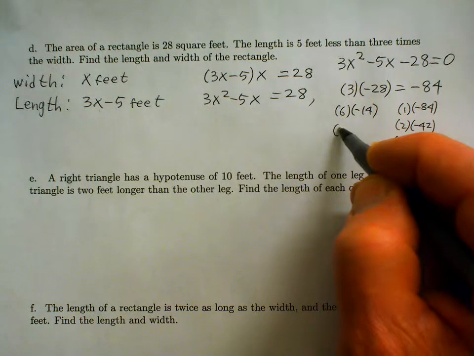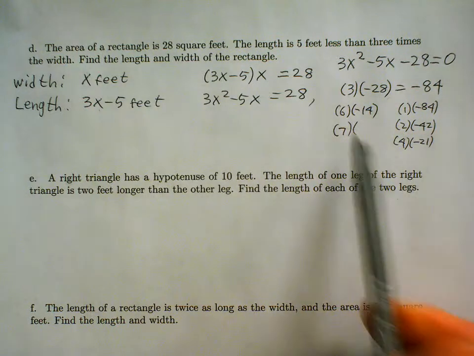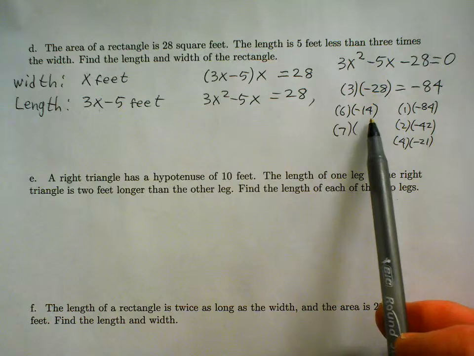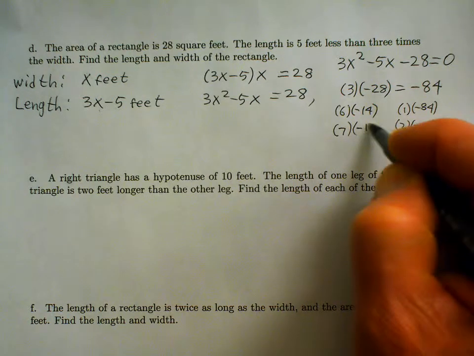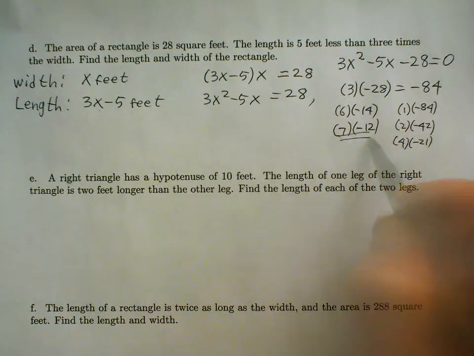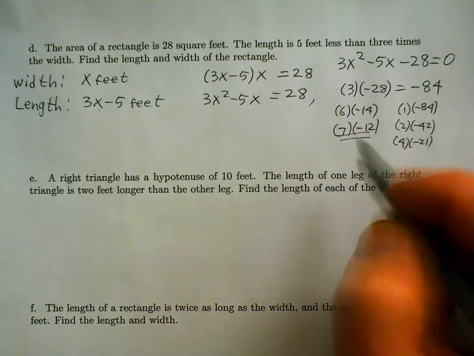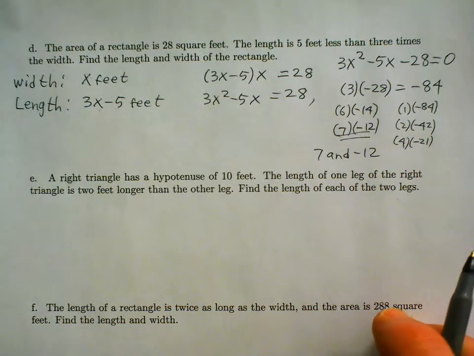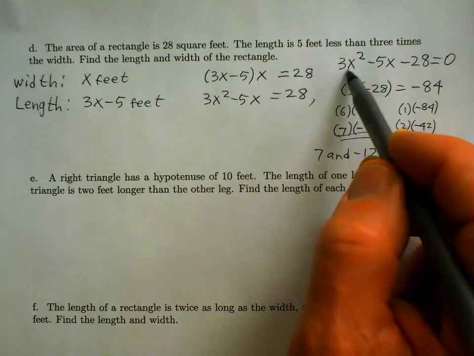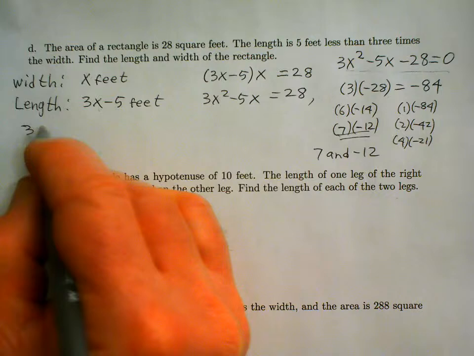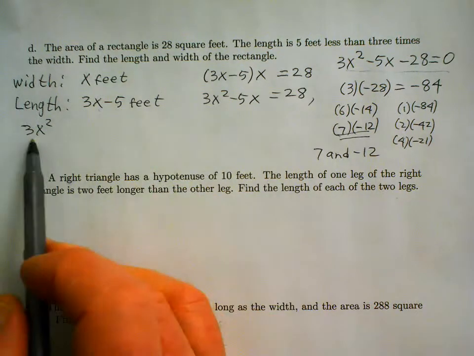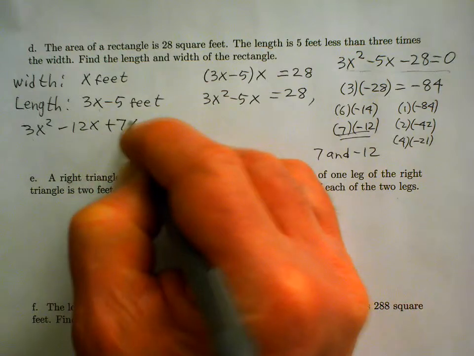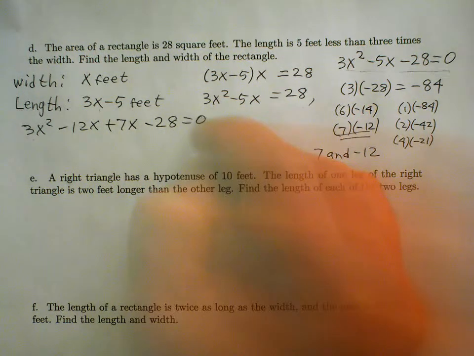And then 7 times negative 12. And those do add up to negative 5, so 7 and negative 12. And so we transform the trinomial to a quadrinomial. I'll write it as 3x squared minus 12x plus 7x minus 28 equals 0.